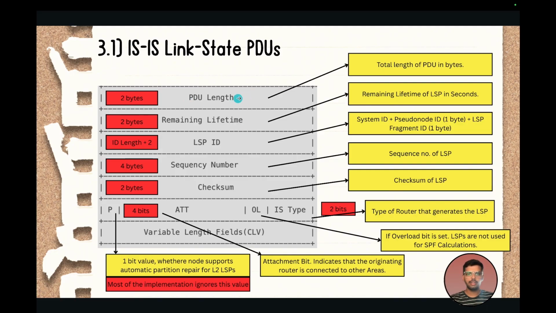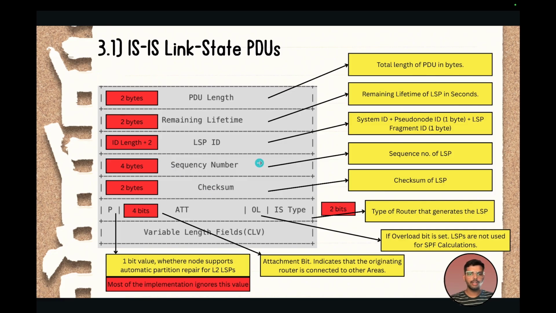First, the PDU length. As the name suggests, this value indicates the length of this entire PDU. Then we have the remaining lifetime, which is the remaining lifetime of the LSP in seconds. Then we have the LSP ID. The LSP ID is the system ID plus a 1 byte pseudo ID plus a 1 byte fragment ID, which you can see over here. That is used to uniquely identify this link state PDU.